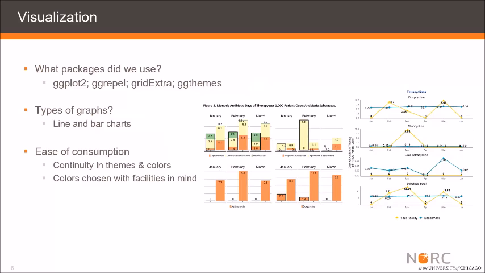Another thing we had to choose: we wanted to keep a continuous theme across different graphics for the facilities. We also wanted to be careful with what colors we chose, because a lot of the facilities don't have color printers. When they print it out, we wanted the colors to be as distinct as possible, so they can see what's going on when they're in a board meeting, hopefully discussing how well they're doing.